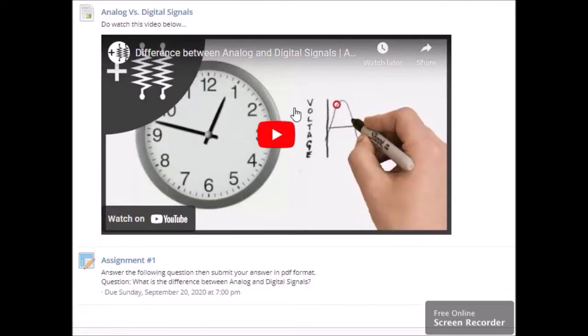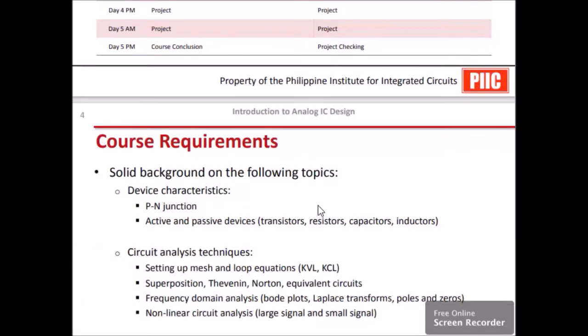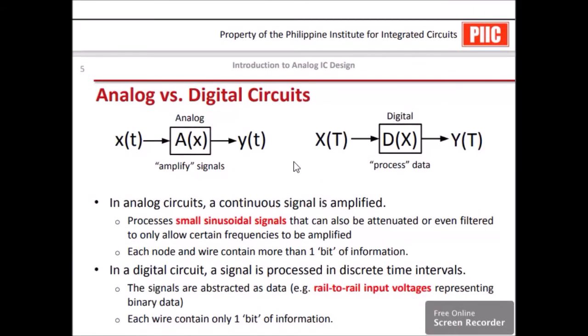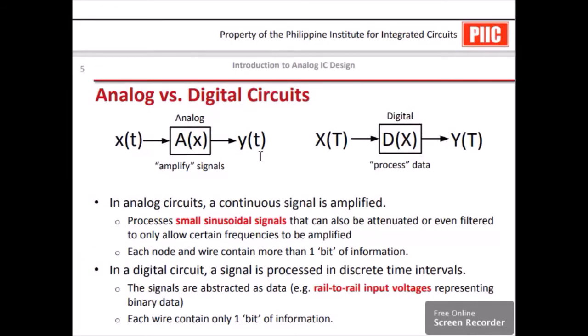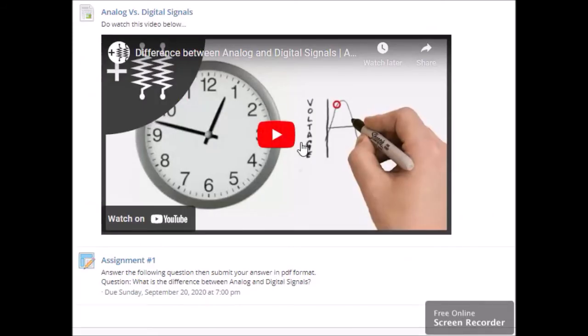And yes, nag-upload din ako ng video about sa difference ng ating analog and digital signals because kasali din siya sa ating dito sa ating slide. Ayun, yung first topic dito actually is about analog versus digital circuits. Kasi nga, yung ating IC, meron tayong analog, meron tayong digital. Okay, so we have to differentiate what is analog versus the digital because we will focus on the analog. And I hope napanood nyo din itong video na to.